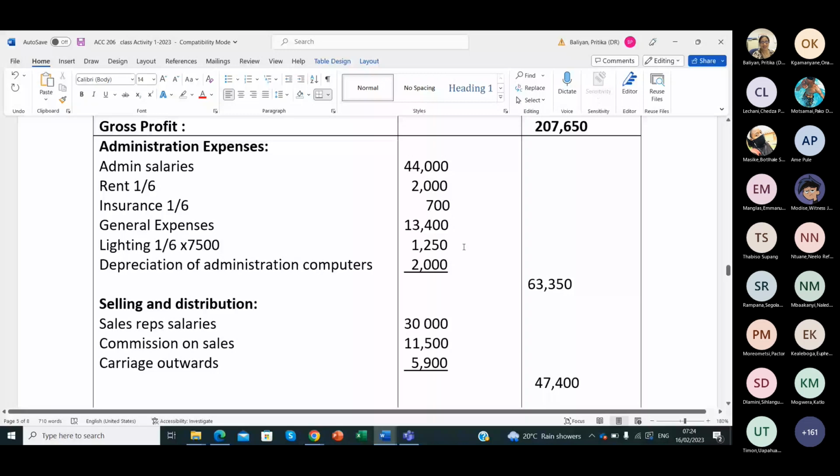Yes, the apportionment we understand. Okay. Everyone? Anyone is there who does not understand?